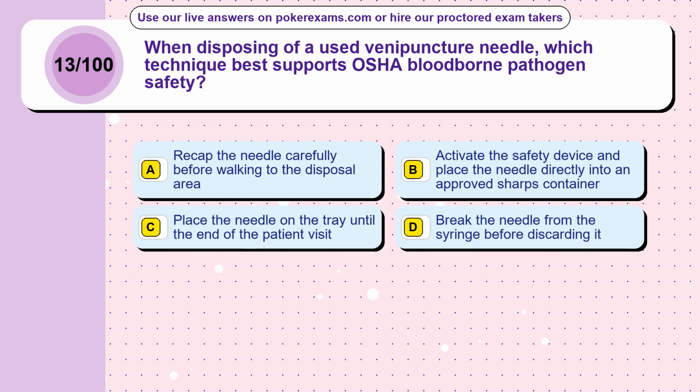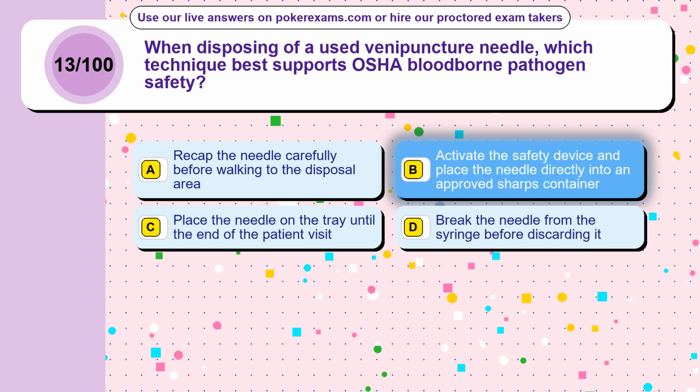Question 13. When disposing of a used venipuncture needle, which technique best supports OSHA bloodborne pathogen safety? Option A. Recap the needle carefully before walking to the disposal area. Option B. Activate the safety device and place the needle directly into an approved sharps container. Option C. Place the needle on the tray until the end of the patient visit. Option D. Break the needle from the syringe before discarding it. The correct answer is option B.